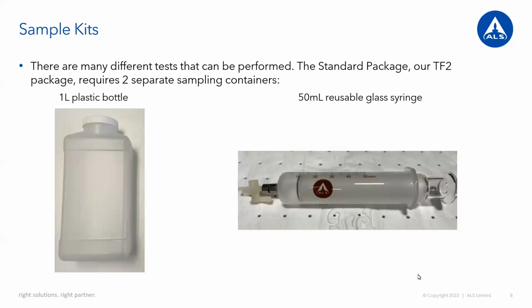It's very noticeable. These are our sampling kits. There are many different tests that can be performed. So we use a 1 liter plastic bottle and a 50 ml reusable glass syringe. This glass syringe has a serial number on the piston and the barrel, meaning that they've been matched to make sure it's airtight. We reuse these because they're expensive, and we just clean them. The bottles are single use only, and with 1 liter, we can get all the tests that we need to perform in that.